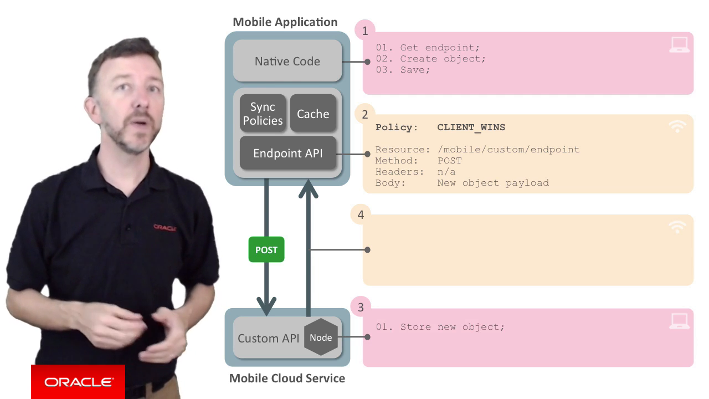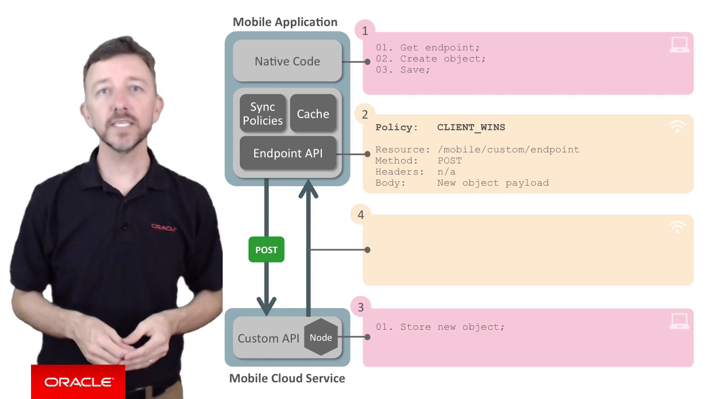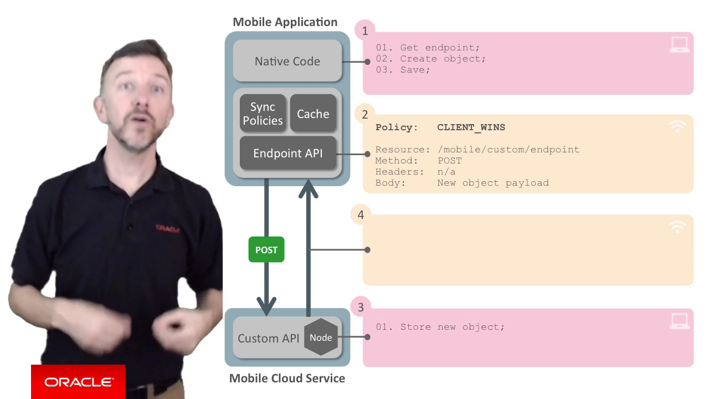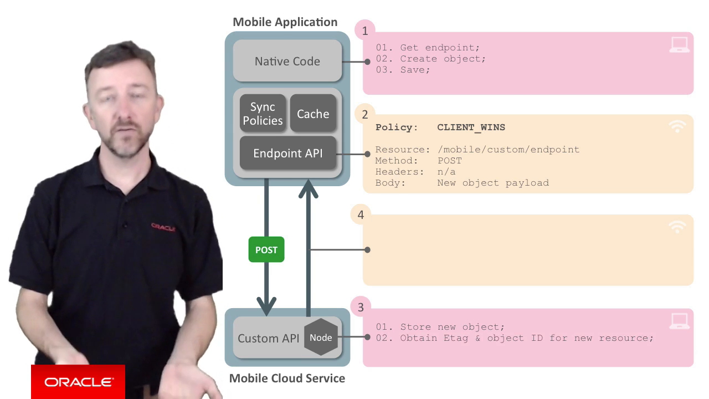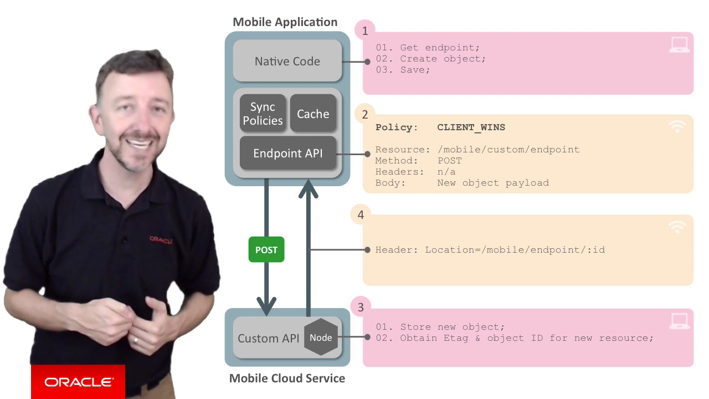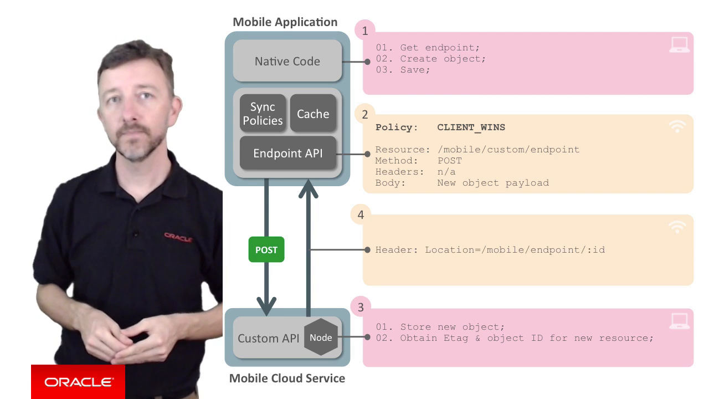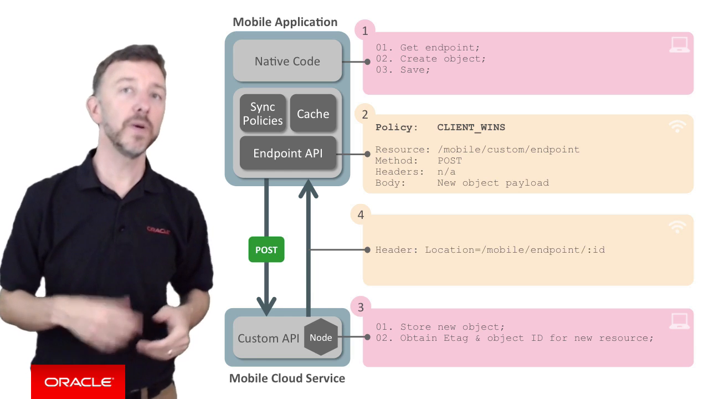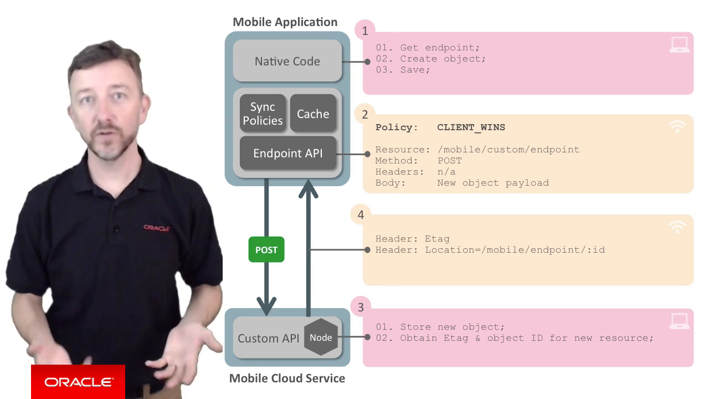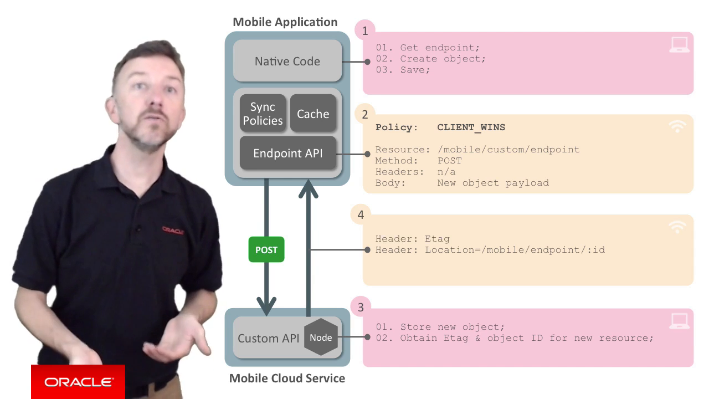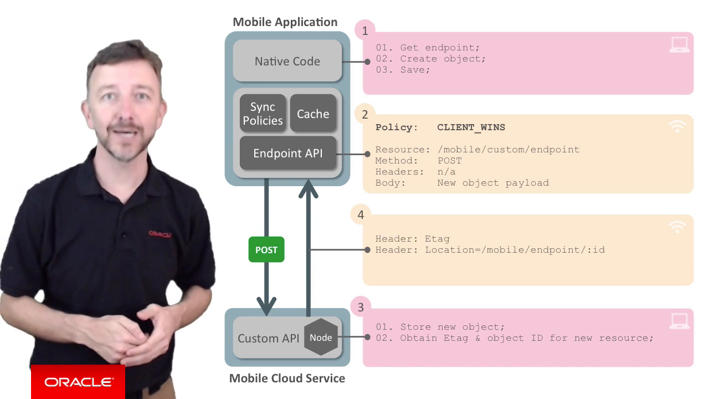In doing so, depending on where the object is stored, the custom API code needs to retrieve or generate a new object ID for the new object, and this will be returned as part of the response to the client in the location header as a URI. In addition, the server, again depending on where it stored the object, must retrieve or generate a new e-tag for the new object, and this will be returned in the response via the e-tag header.